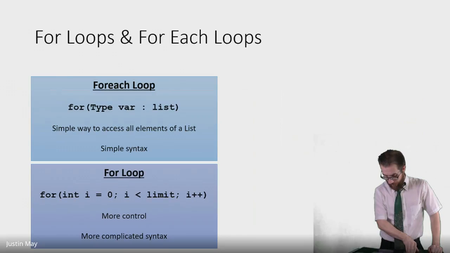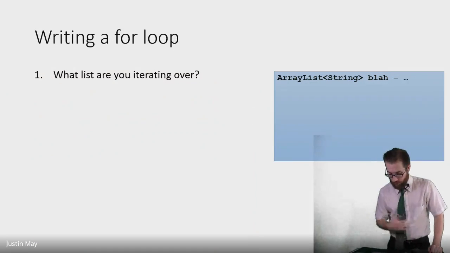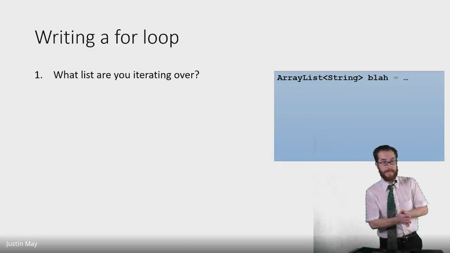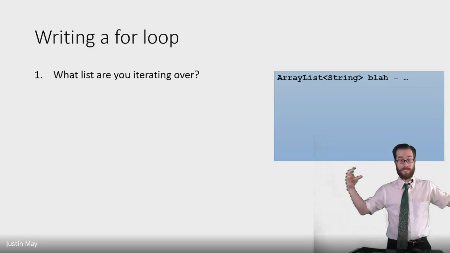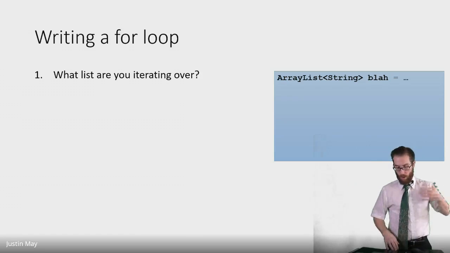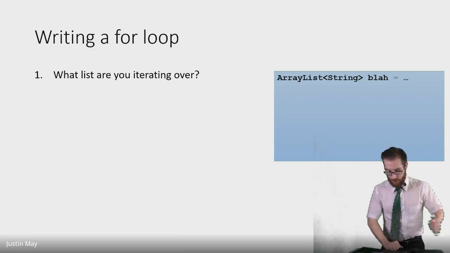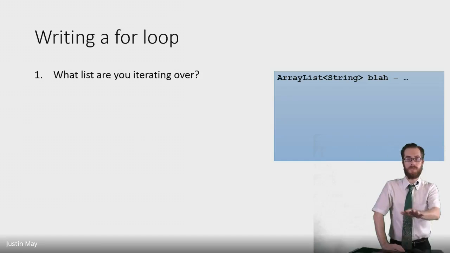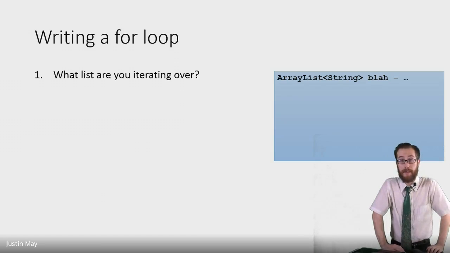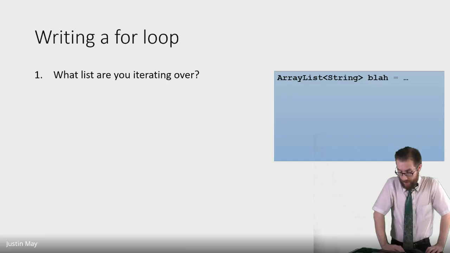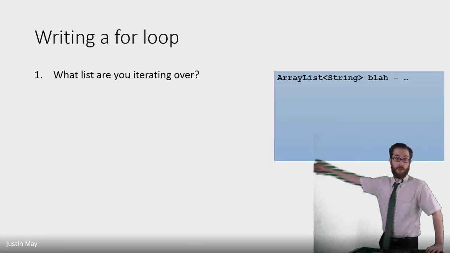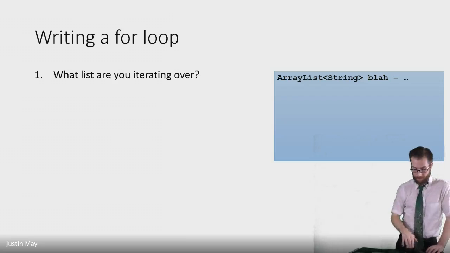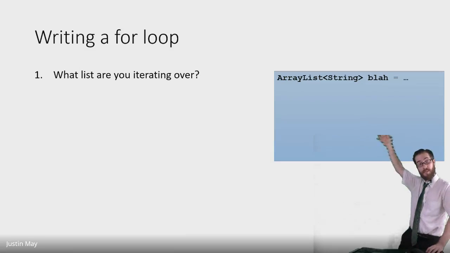So let's look at how we write a for loop, just the steps. You can just memorize these, like I said, just memorize that header, but we're going to walk through step by step. So the first thing you have to ask yourself, if we're writing a for loop to iterate over a list, which is most often why you would be writing a for loop: what list are we iterating over? We need to know both the type of the list and the name of the list. Okay, so this is an ArrayList of strings called blah.